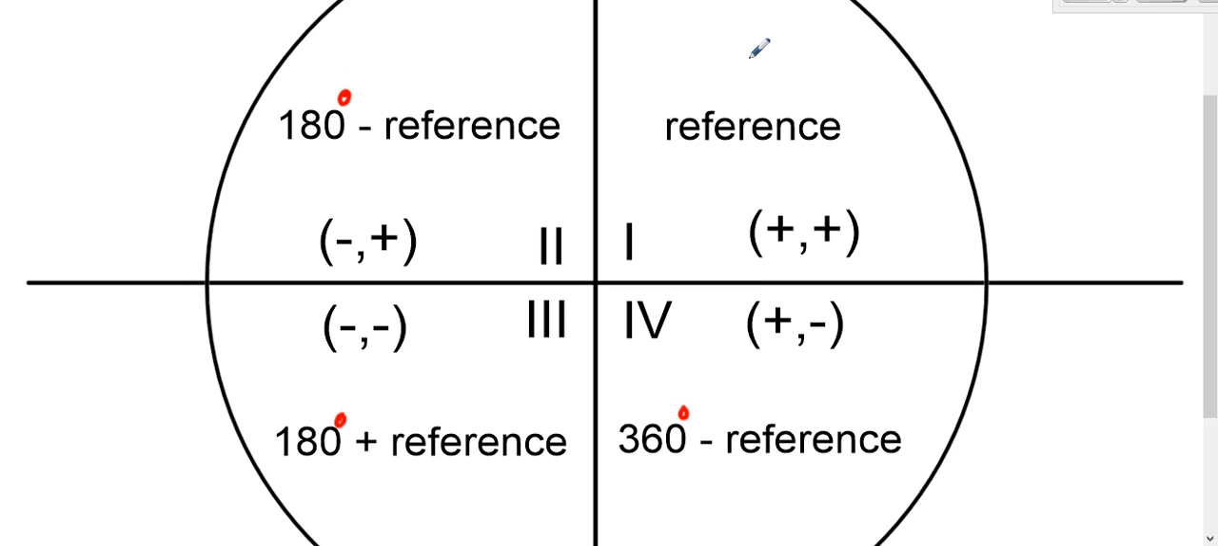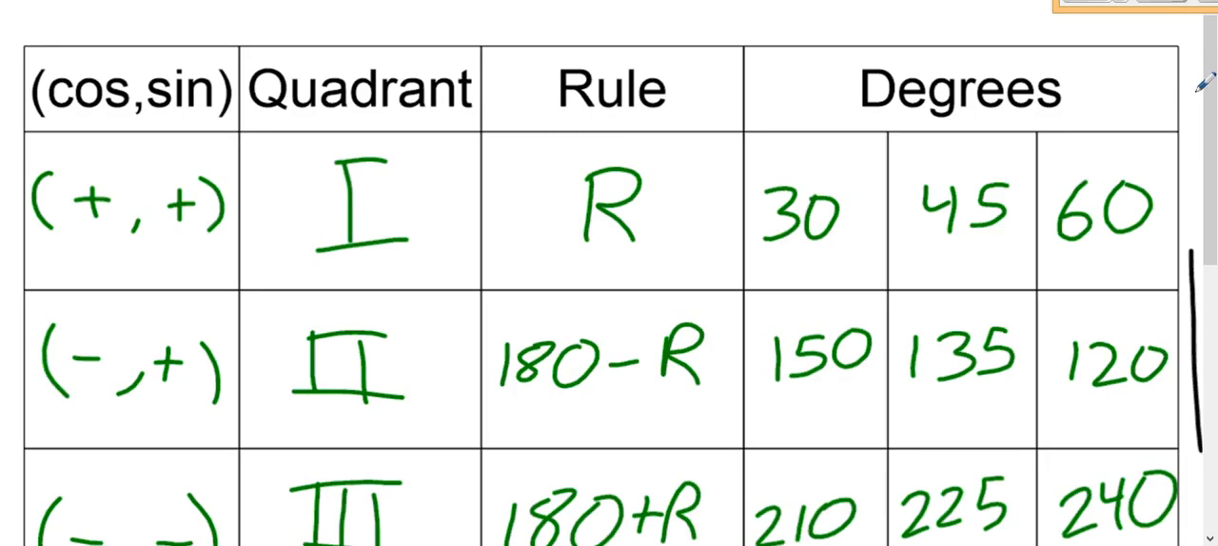Remember, this tells you what quadrant you're in. Your reference angle, if it's just the reference angle, it's in quadrant 1. If it's 180 minus the reference angle, that tells you which finger to bend. And the degree is going to tell you if you're in quadrant 2, 3, 4, whatever. If you're in quadrant 2, you have to remember it's negative positive because you're going left and up. Quadrant 3 is negative negative. Quadrant 4 is positive negative. Quadrant 1 is obviously all positive.